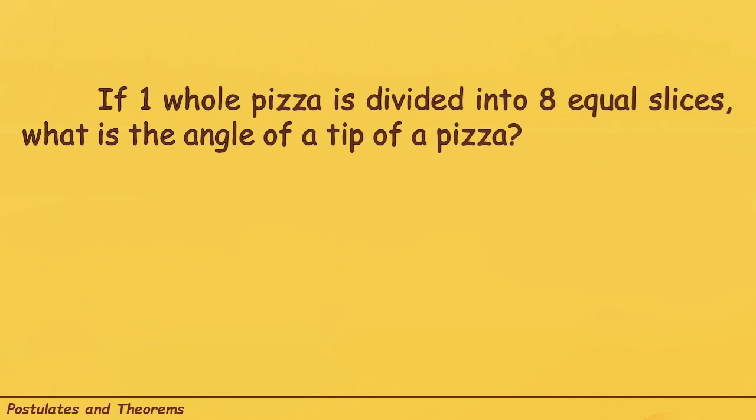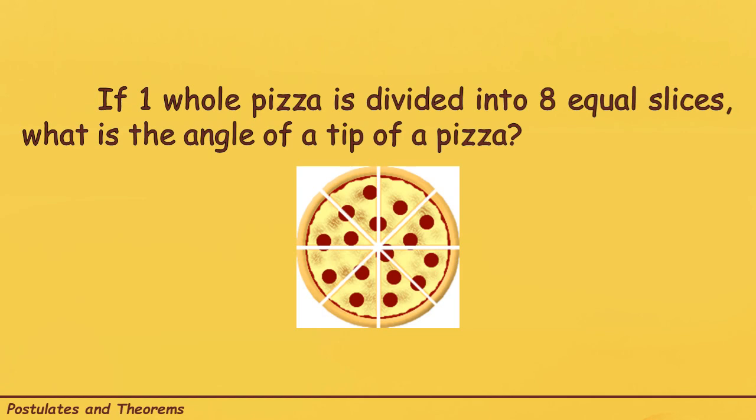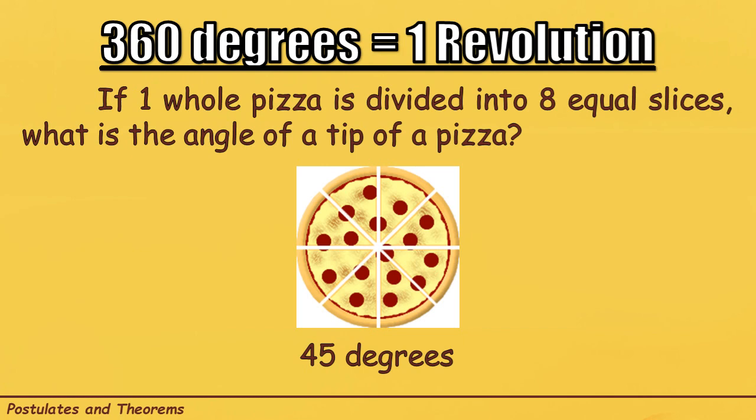To start with, let's take a look at this pizza. If one whole pizza is divided into 8 equal slices, what is the angle of a tip of a pizza? What do you think? Alright, the answer there is 45 degrees. It becomes 45 degrees because in one revolution we have 360 degrees. We can prove this measurement of the angle of a tip of a pizza by having our lesson today.